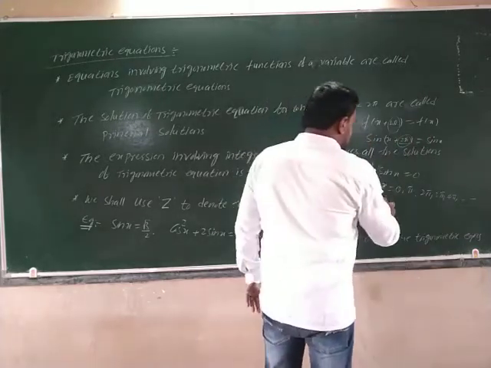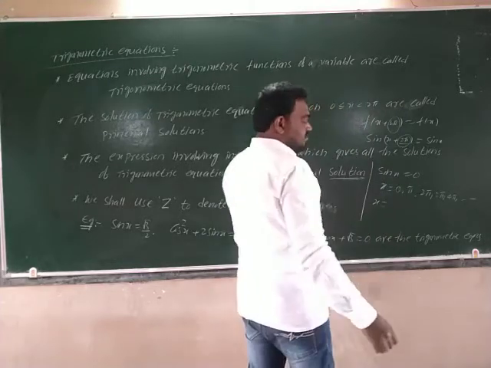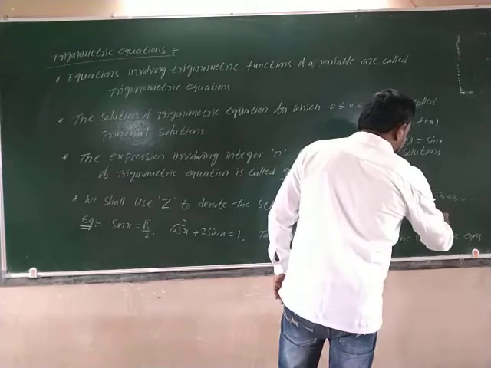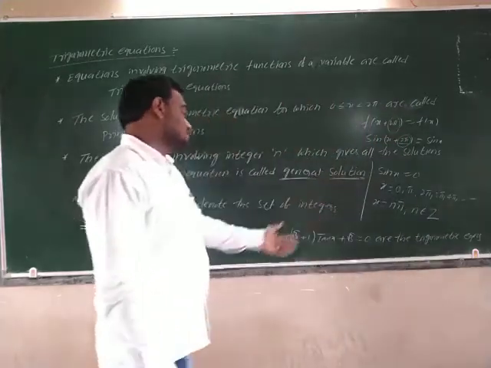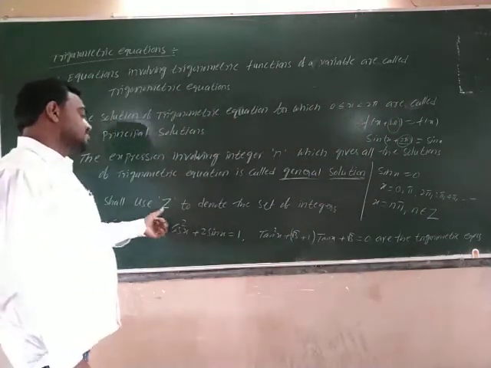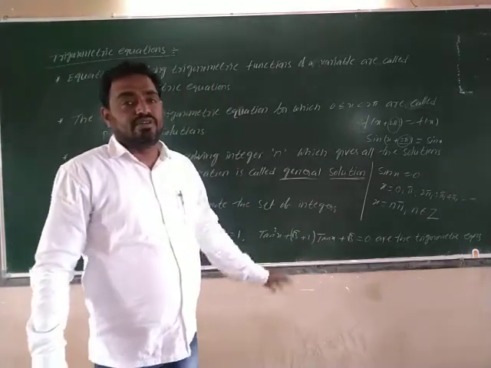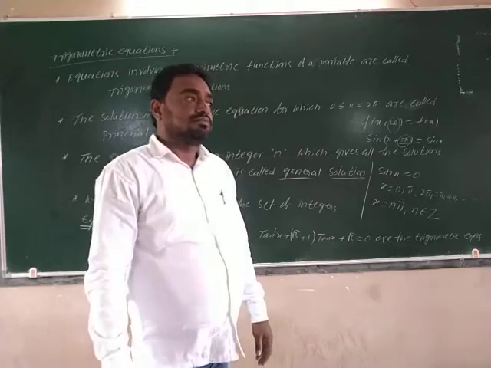What is the general solution? n pi is the general solution. Here n belongs to Z. What is Z? We use Z to denote the set of all integers. The set of integers is Z.